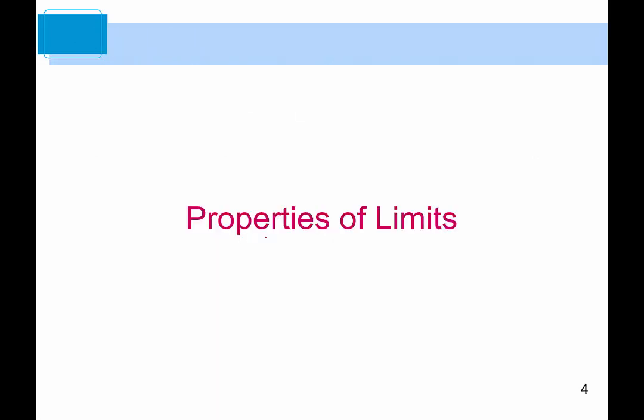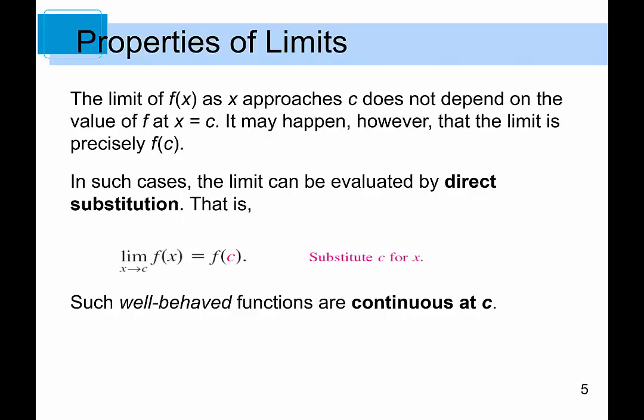So first one, let's take a look at properties of limits. The limit of f of x as x approaches c does not depend on the value of f of x at x equals c. It may happen, however, that the limit is precisely f of c. In such case, limit could be evaluated by direct substitution. So this is one of the most important methods called direct substitution. You basically just replace x with whatever c value is, and you will find a limit.